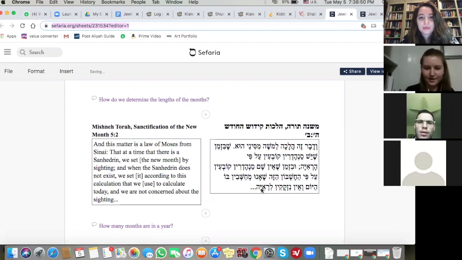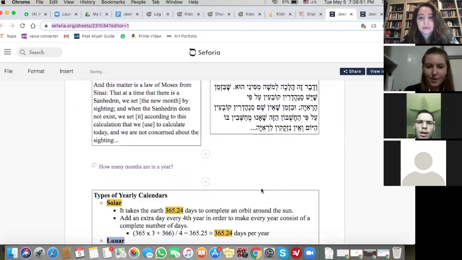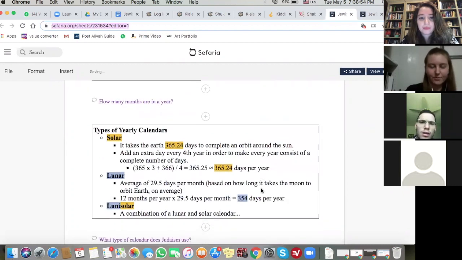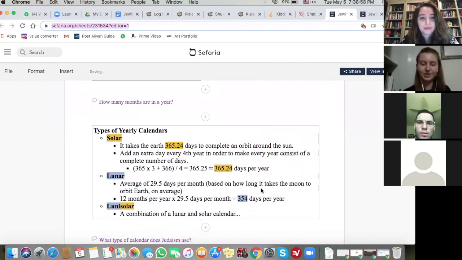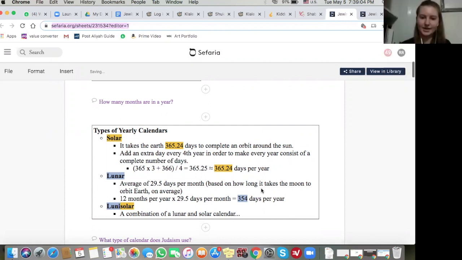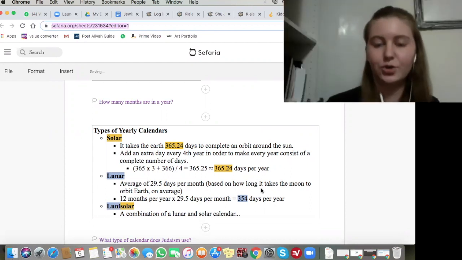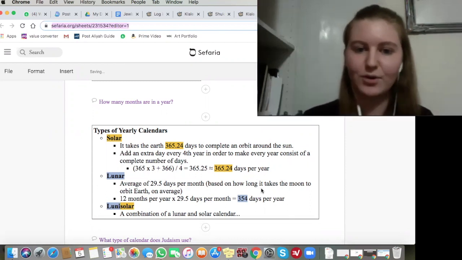That'll be relevant later. How many months are in a year? So before we talk about a Jewish calendar, let's talk about types of calendars in general. So there's a solar calendar. The amount of days in a year is determined based on how many days it takes the earth to orbit the sun. So that's 365.24.